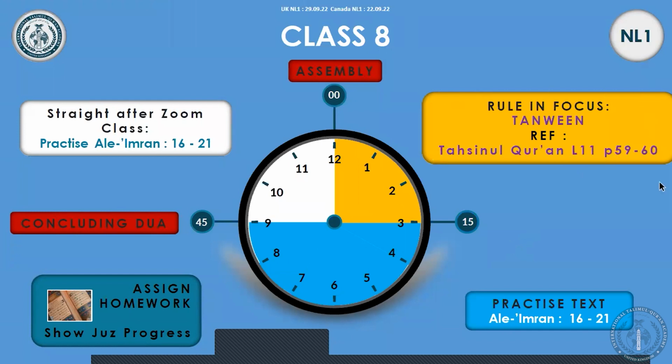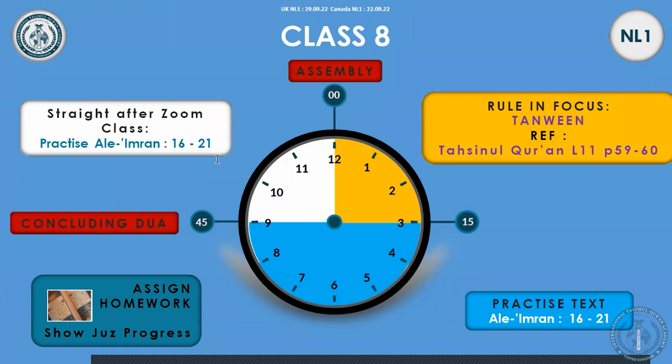Once we have learned about the rule of Tanween, we are going to practice using text from Holy Quran, and today we are going to practice Surah Al-Imran, verse 16 to 21 specifically, and this will be done in your small breakout room with your own teacher. At the end, I'm going to assign homework, and we'll finish the class with concluding prayer at 45 past. But after the class, you'll have 15 minutes in which you have to practice Surah Al-Imran verses 16 to 21.